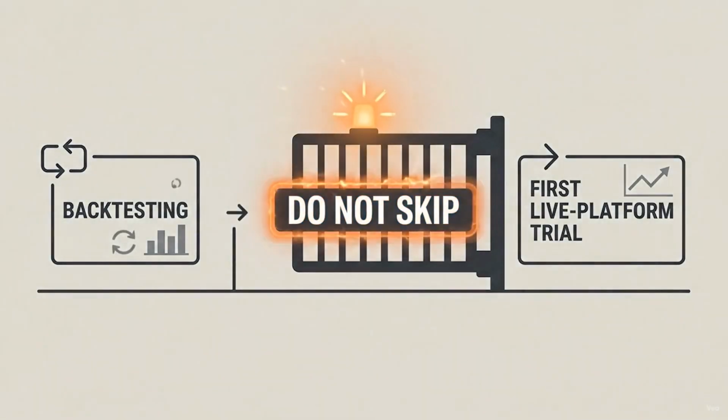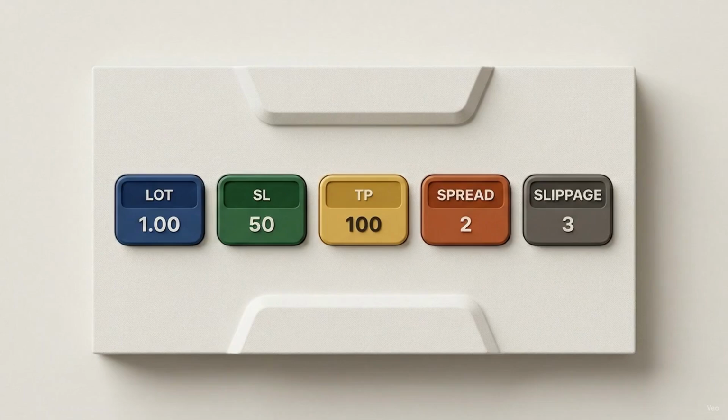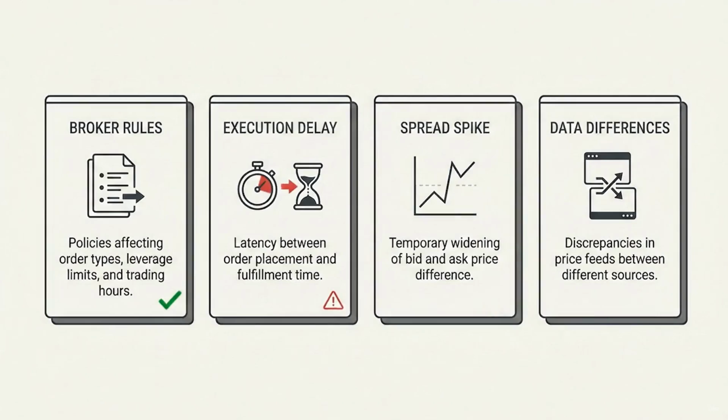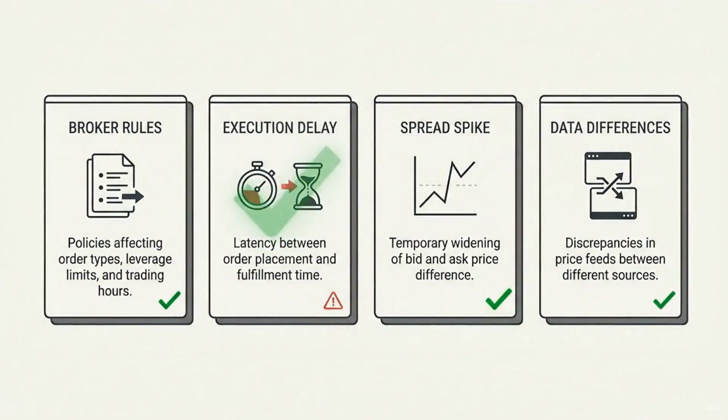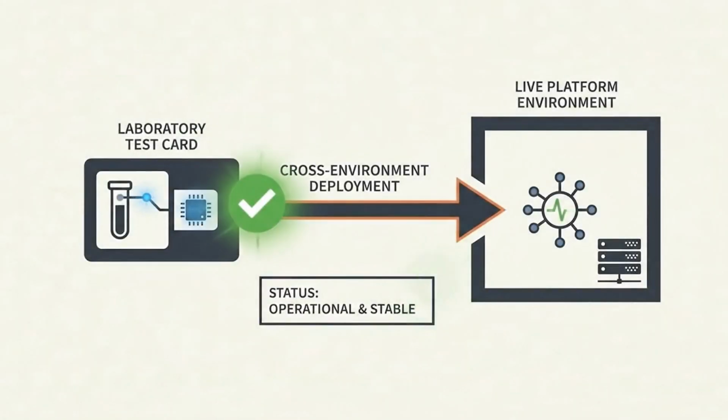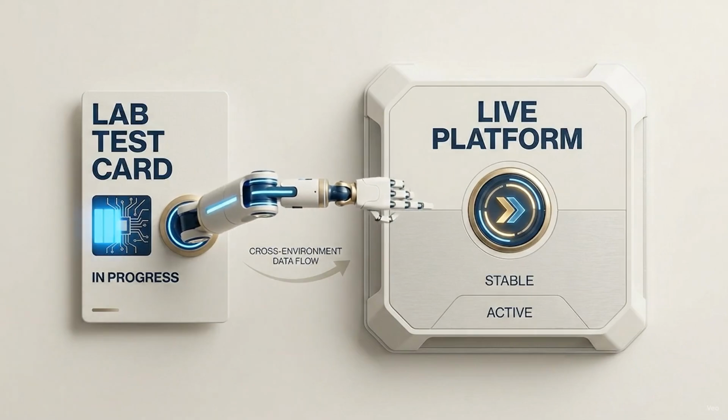And there is one boundary I would not skip. The first live environment should be a demo account with a small fixed lot and the journal visible. A backtest cannot reproduce every broker condition, execution delay, spread spike, or data difference. The demo stage is where the bot proves that it can survive contact with the platform it will actually use.